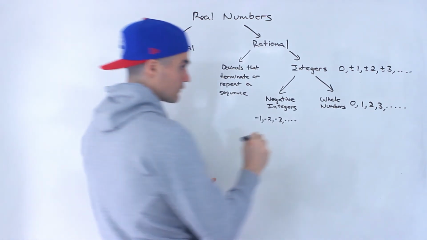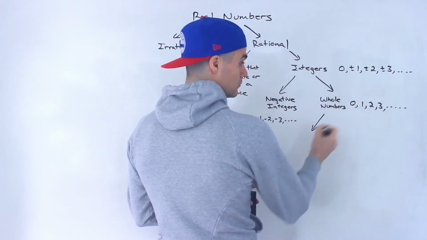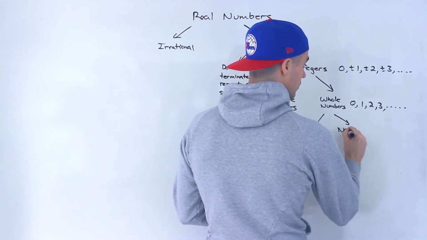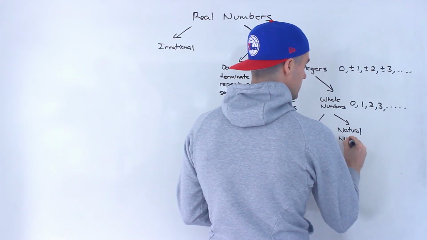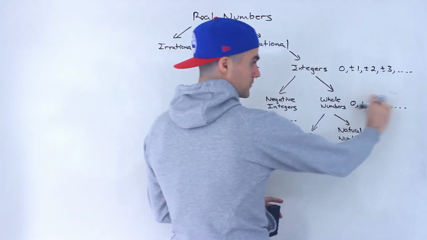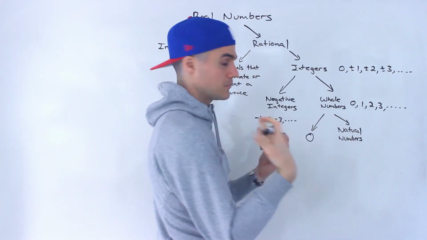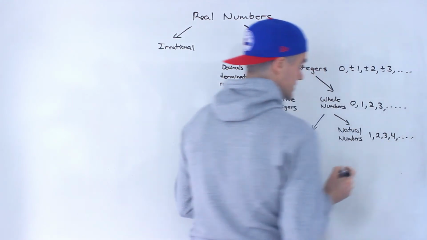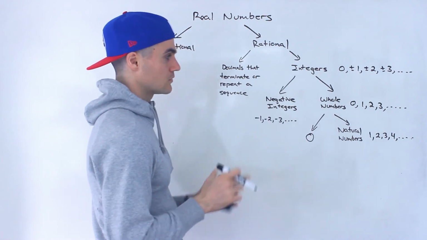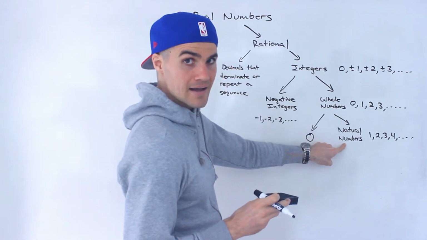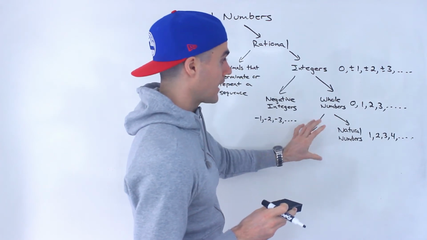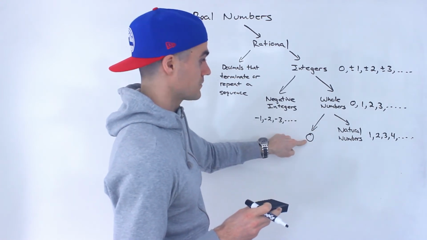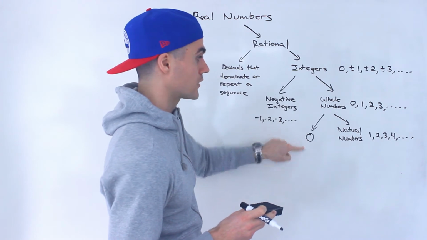Now, whole numbers can further be split up into that number 0 by itself, or something called natural numbers. And so from here, we took out the 0. What's left? All of the positive integers. So 1, 2, 3, 4, etc., etc. That's what natural numbers are. Now, some sources may include 0 as a natural number. Most won't. And I'm assuming in this video that 0 is a whole number, but it's not a natural number, right? So it has its own category under whole numbers over here.